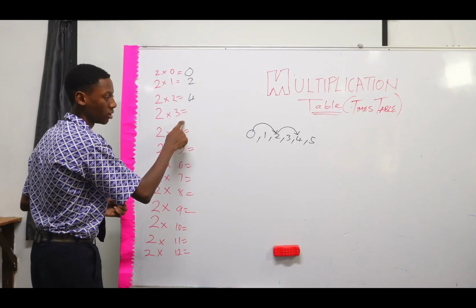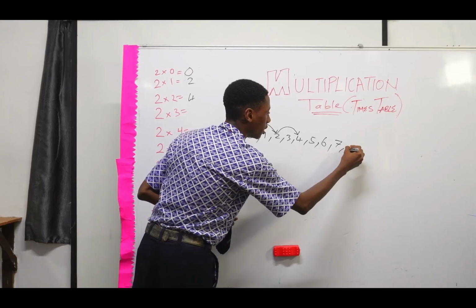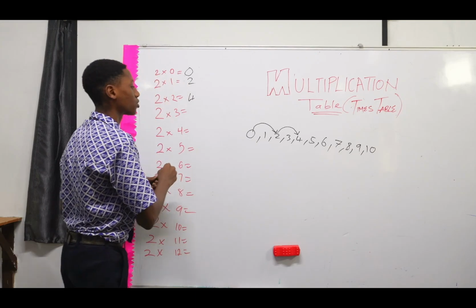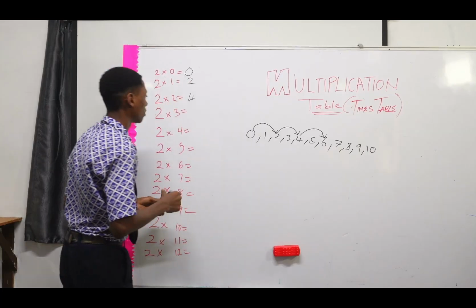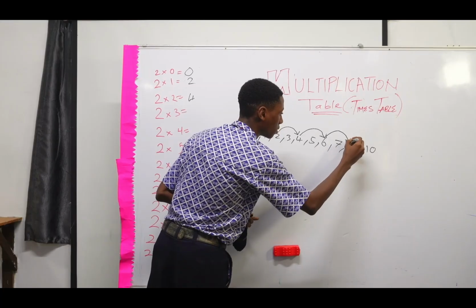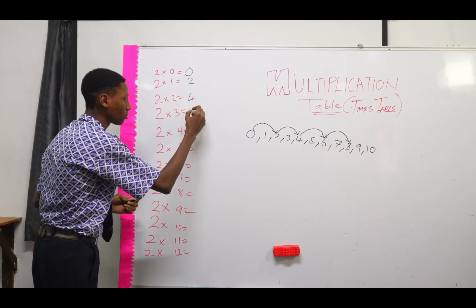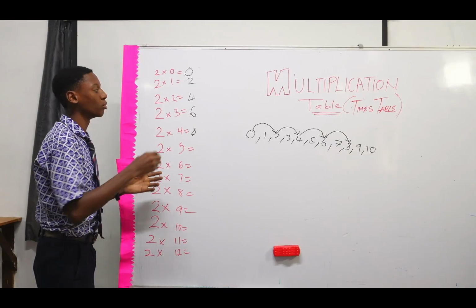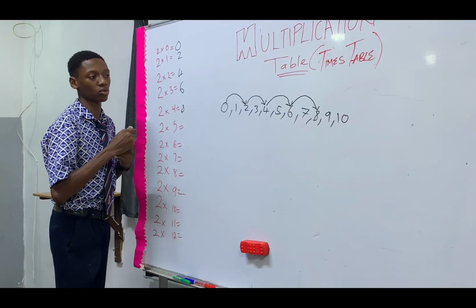Now, for 2 times 3, we continue like that. We have 6, 7, 8, 9, 10. For 2 times 3, we skip the next number to give us 6. 2 times 4, we skip the next number again to give us 8. And keep in mind, in the 2 times table, it is only even numbers. So that will help you when you are trying to do it.